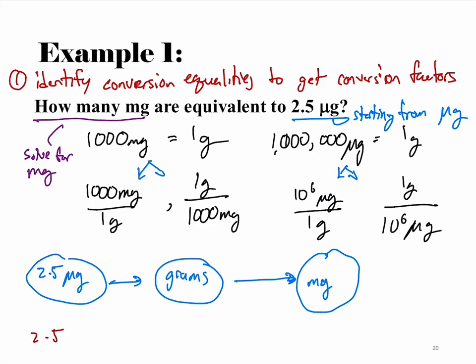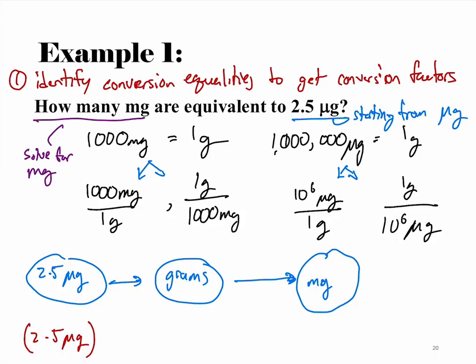So we have 2.5 micrograms. I write it in parentheses here because that implies that we're doing multiplication. And we want to convert that to grams first. Which conversion factor should we use? These are conversion factors between grams and micrograms. Which one should we use here, the left or the right? The right. So you guys said the right. Why would we use the right one here? Because that cancels out the units of micrograms. This is in the denominator, this is in the numerator, and we want the units of micrograms to cancel out.